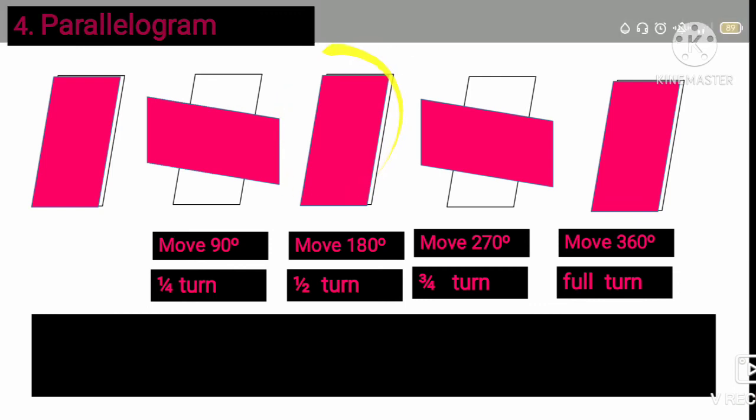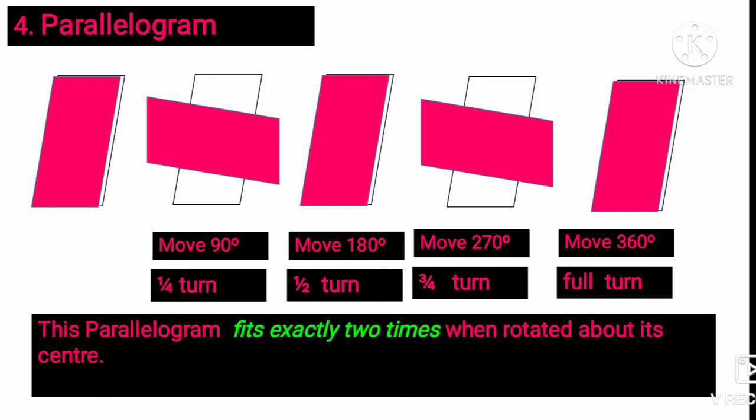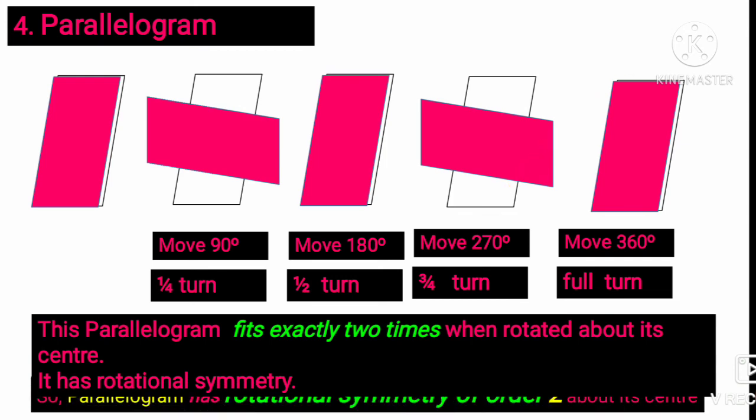So it fits exactly 2 times on its center. The center is supposed to be in the middle. So this parallelogram fits exactly 2 times, 1 and 2, when rotated about its center. So we can say it has rotational symmetry. The parallelogram has rotational symmetry of order 2. Get it? So it has rotational symmetry of order 2 about its center.